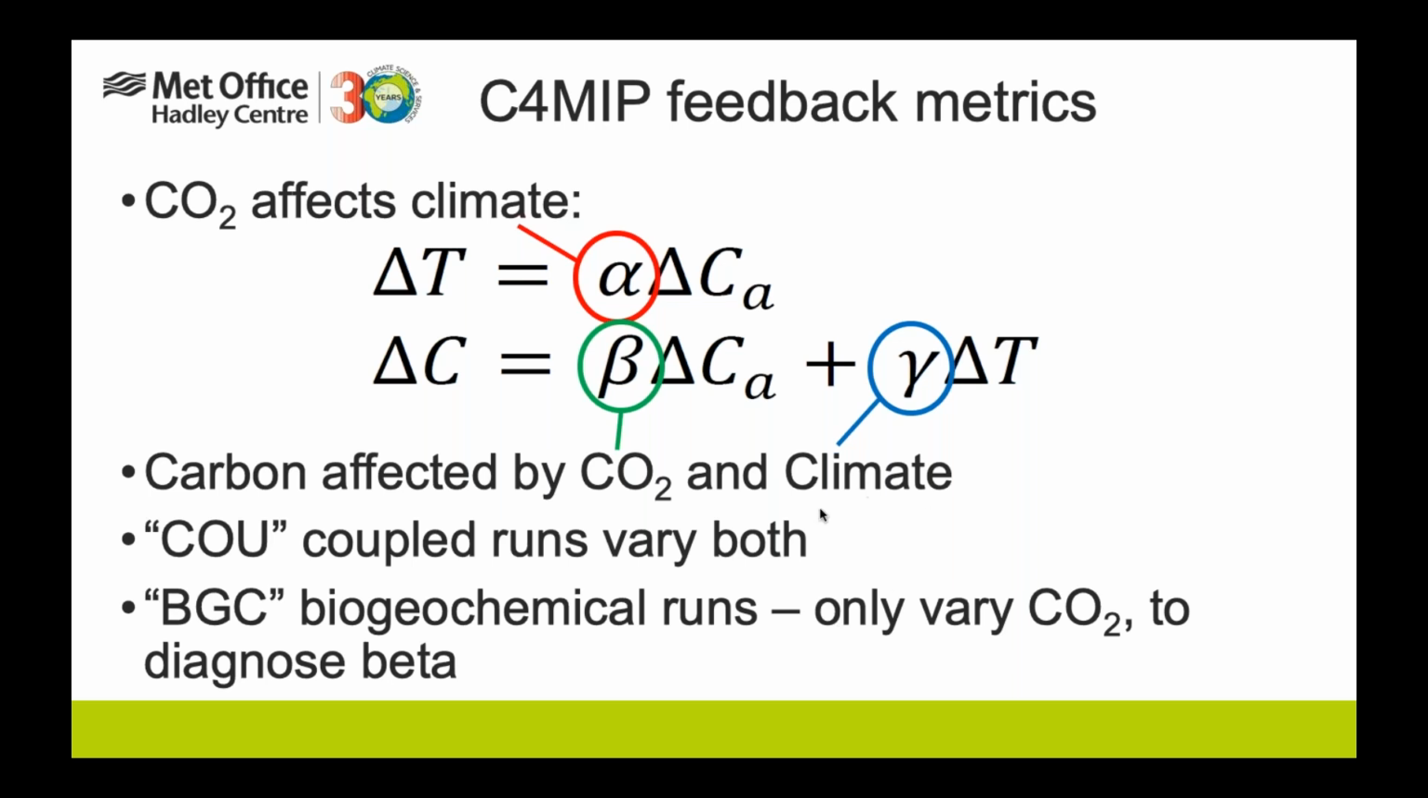And we run a handful of climate simulations where we can either vary both the climate change and the CO2, with what we call a fully coupled system, or you can hold different components constant. So the biogeochemical runs are where we only vary the CO2 that's seen by the carbon cycle, and that helps us diagnose this beta term independent from the gamma.